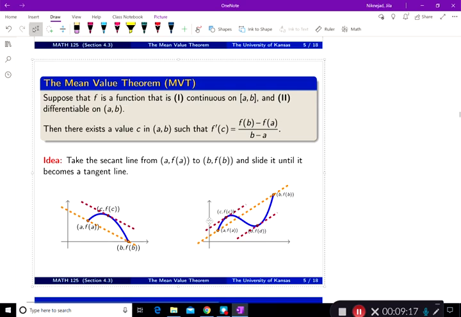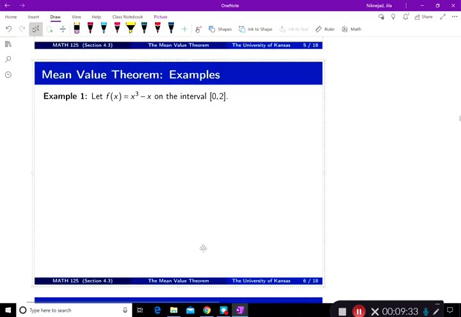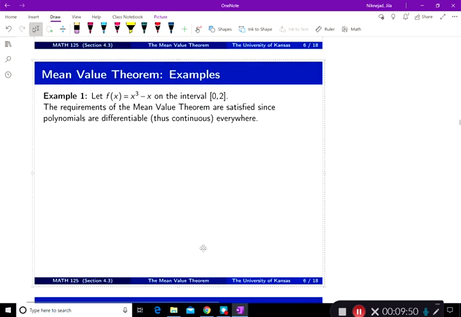It also gives you how it works. And so again, there could be multiple values of C such that the tangent lines at those values are parallel to the secant line, and at least there is one, if the theorem is satisfied. Now, look at this example. Look at f of x equal to x to the third minus x on the interval 0 to 2. So the requirements of the mean value theorem are all satisfied.